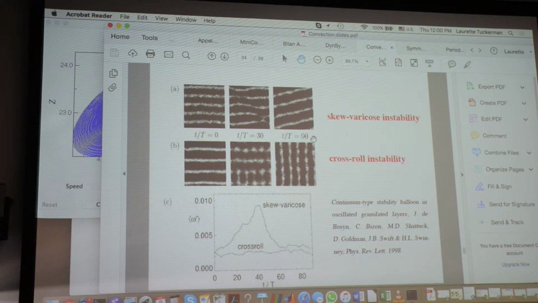What these pictures are of is sand. This is a vibrated granular layer. This is a shaken layer of sand. And so why am I showing you this as an example of convection patterns? And there are two reasons for that.